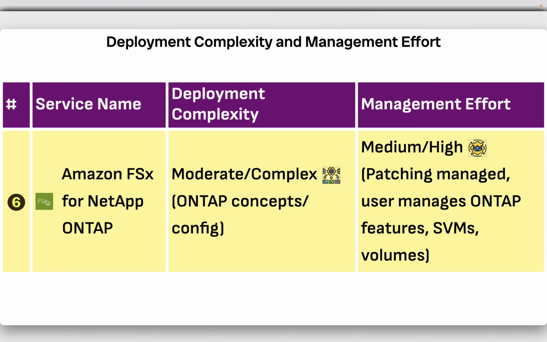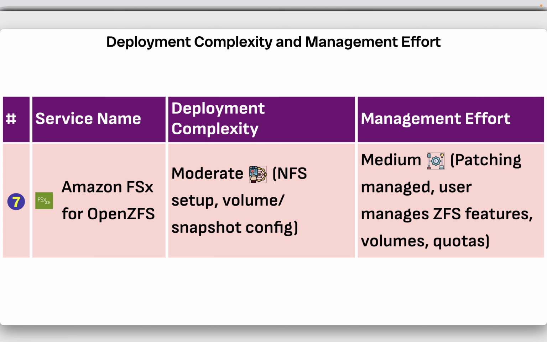Next, FSx for NetApp ONTAP. Deployment complexity is moderate to complex. So you need to know about the ONTAP concepts and configuration. Management effort will be medium to high, and patching is managed by AWS. User will manage the ONTAP features, SVMs and volumes. Next, we have FSx for OpenZFS. Deployment complexity is moderate. So you need to do NFS setup, volume / snapshot configuration, and management effort is medium. So patching is managed by AWS. User manages the ZFS features, volumes and quotas.